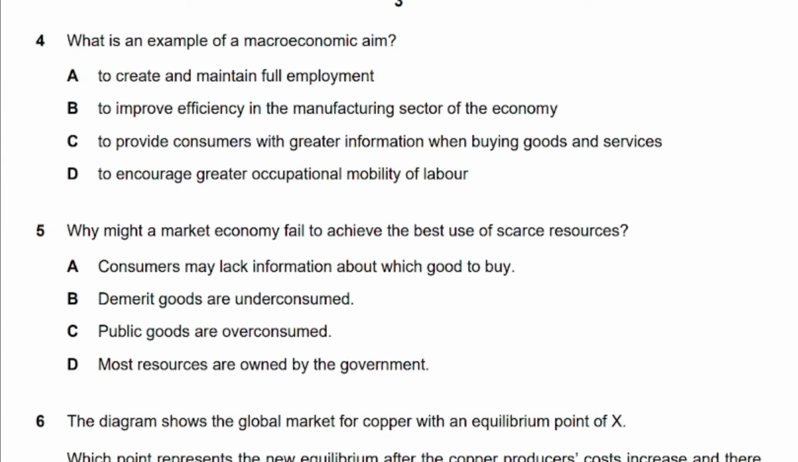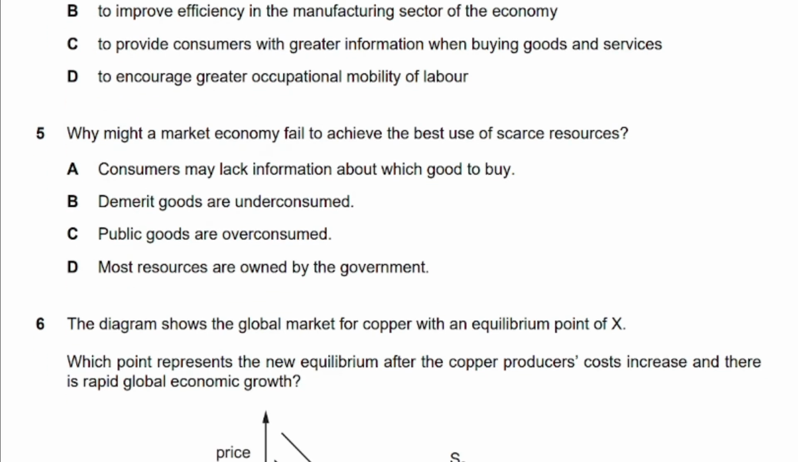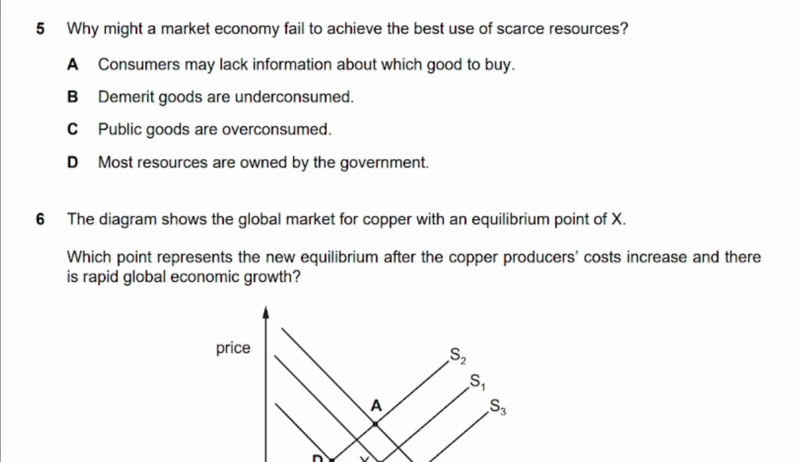Question number 4 is, what is an example of a macroeconomic aim? Macroeconomics is the branch of economics which deals with the overall economy. So option A is the correct answer, to create and maintain full employment. This is a macroeconomic issue and aim. Question 5: why might a market fail to achieve the best use of scarce resources? Consumers may lack information about which goods to buy. Information failure or lack of information is a source of market failure. So A is the correct answer.